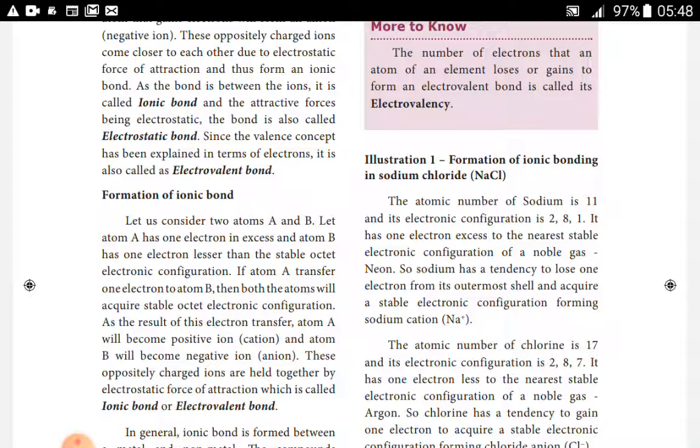And these opposite charge ions are held together. So when these opposite charges develop, electrostatic force of attraction is developed, and these ions come closer to one another and are going to combine to form a molecule.